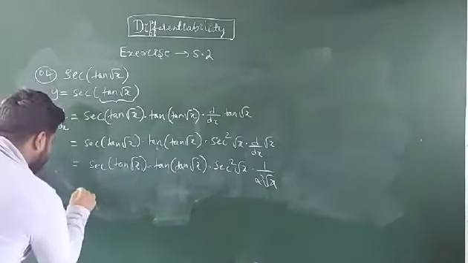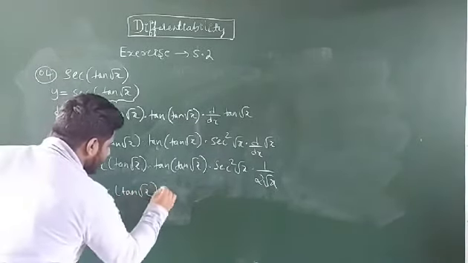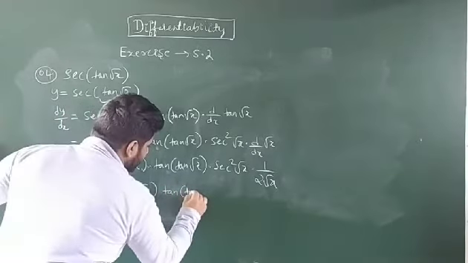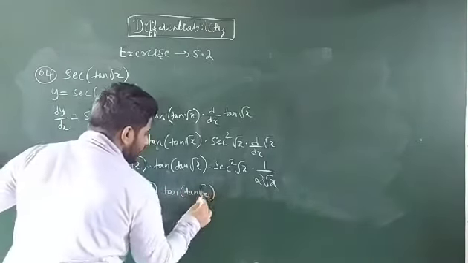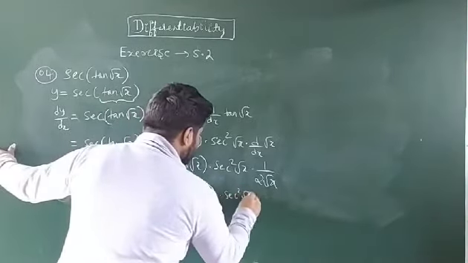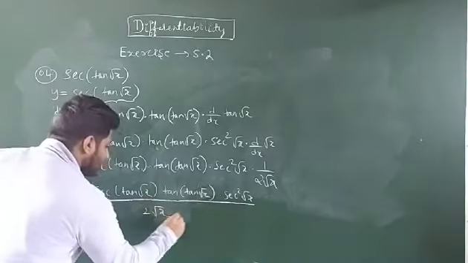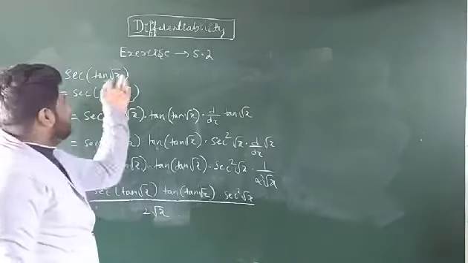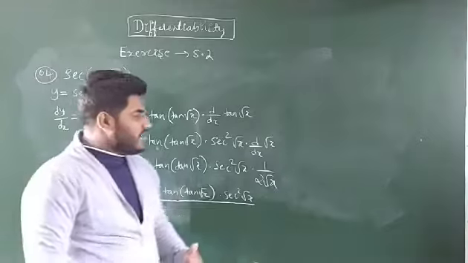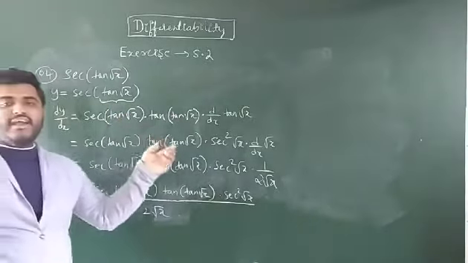So combining this entire thing, sec of tan root x, tan of tan root x into sec square root x whole divided by what we are having? 2 root x. So this is an answer for this question. I hope you understood. So what we have to do? Just go on applying chain rule until we get a standard form.